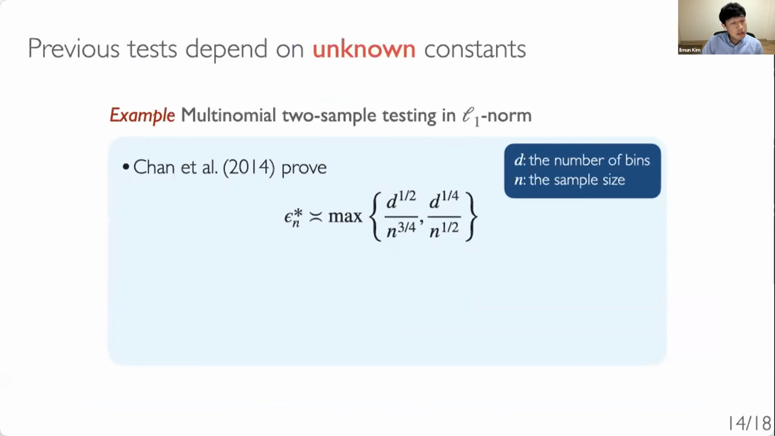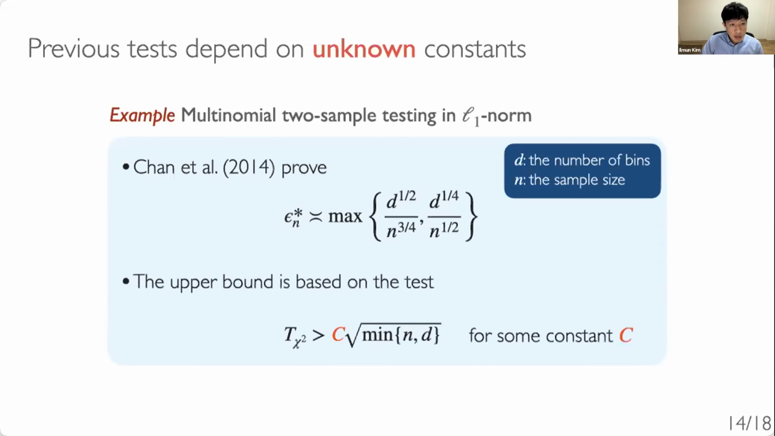For example, Chan et al. in 2014 studied the minimum separation for multinomial two-sample testing in L1 distance, and they show that the minimum separation for this problem is proportional to the maximum between the following two quantities, which is a function of the sample size n and the number of bins denoted by d. They further show that a modified chi-square test achieves minimax rate optimality for this problem.